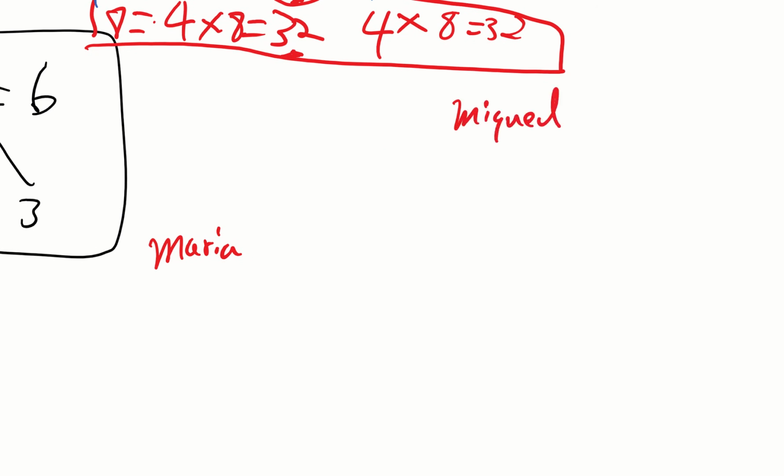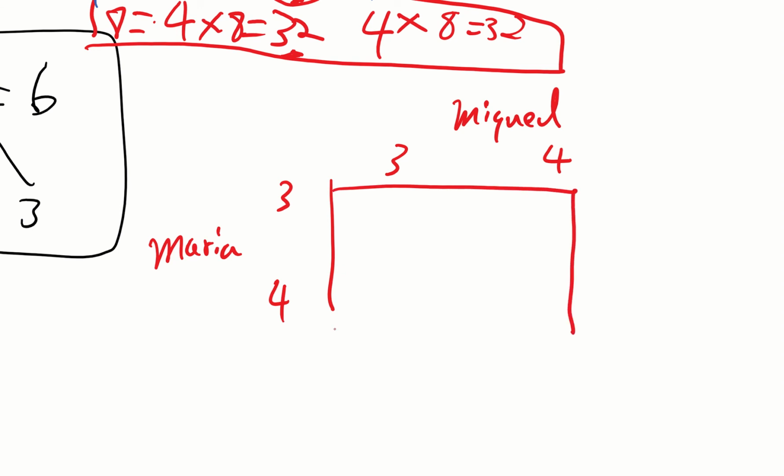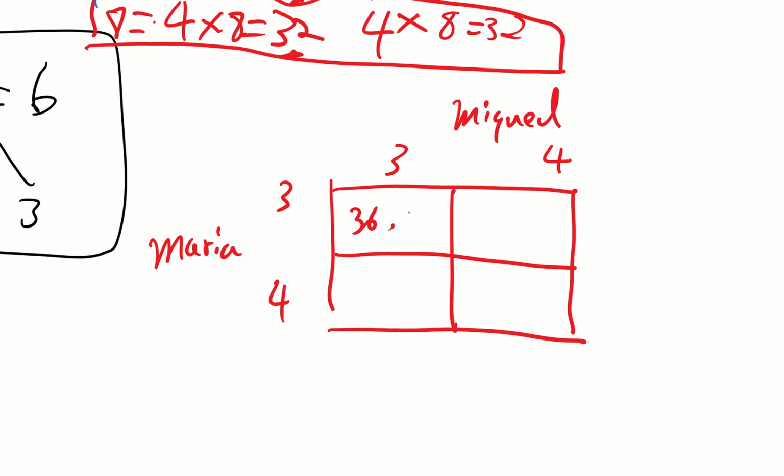And then each person has a choice: produce 3 gallons of milk or 4 gallons of milk. And I'm going to do a little square like this, and this is called a matrix. Okay. So for this matrix payout, if everybody produces 3 gallons, then the profit for each party will be $36.